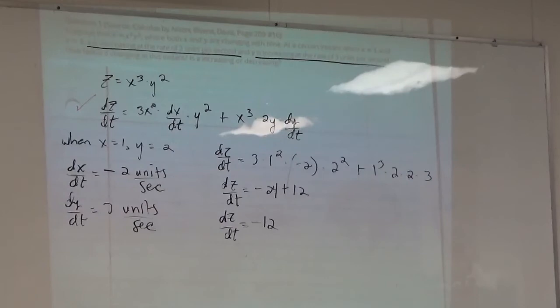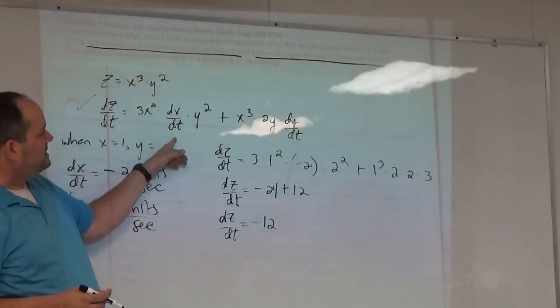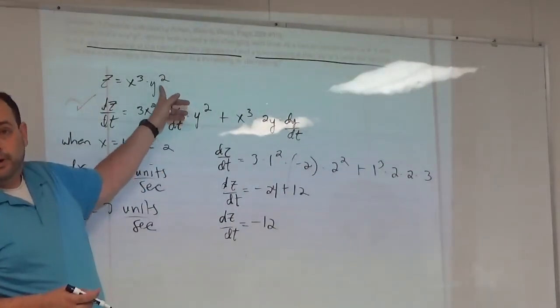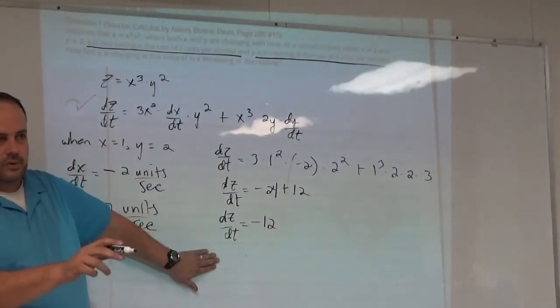Henry, when you did dz over dt equals 3 times, where did that 2 squared come from? dz dt was 3x squared times dx dt times y squared from your product rule. Is everybody okay with getting to negative 12?